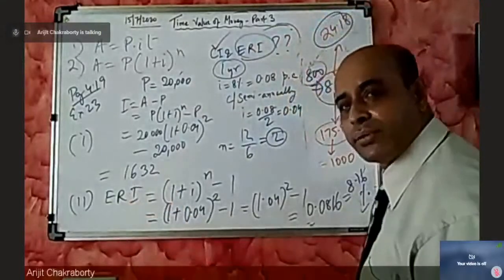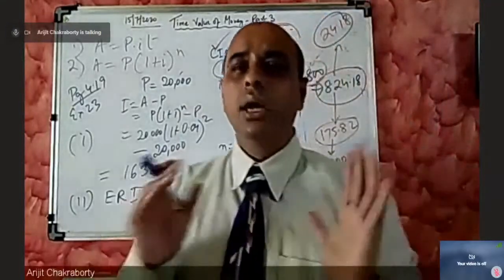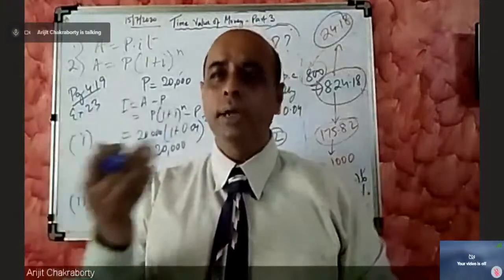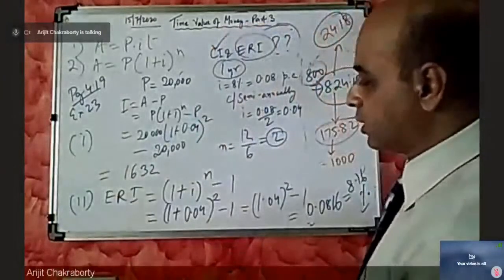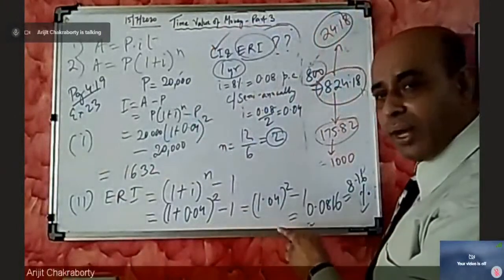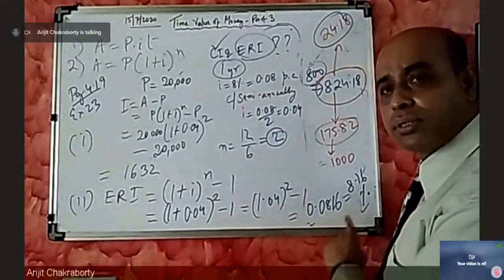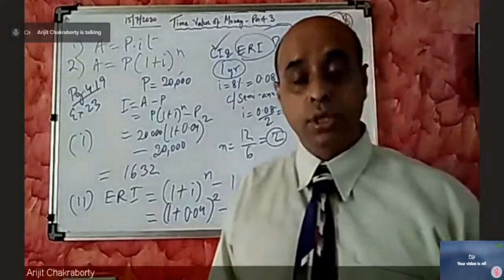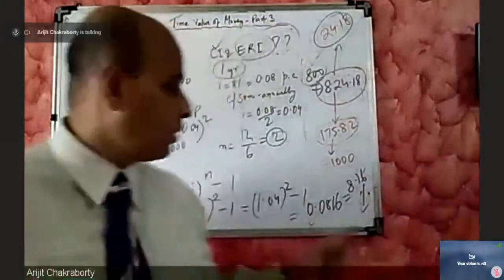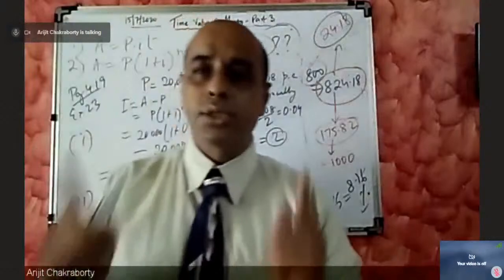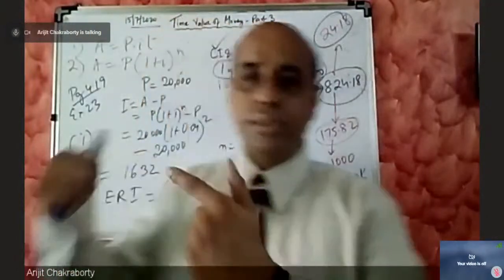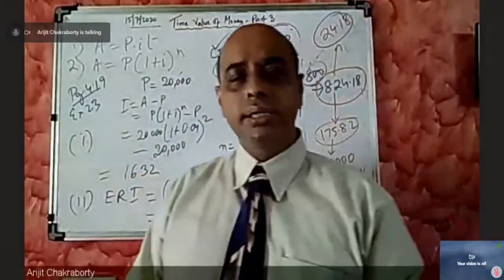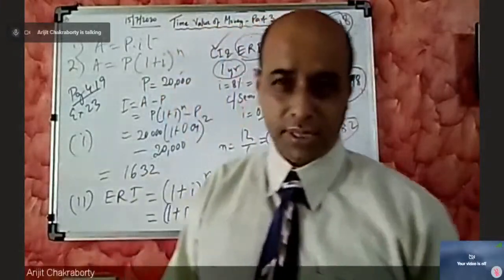Second is the effective rate of interest. All of you know the formula: 1 plus i to the power n minus 1, and putting the value of i and n, we have been able to find out that it boils down to 0.0816, which is nothing but 8.16%. So the effective rate of interest which this amount of money fetches is 8.16%. Right.